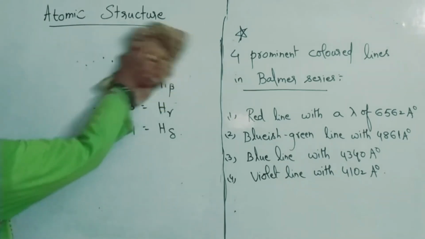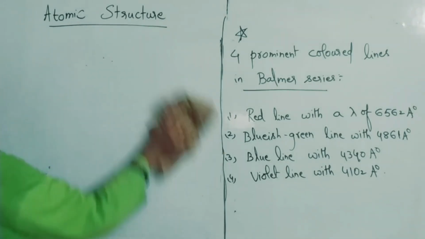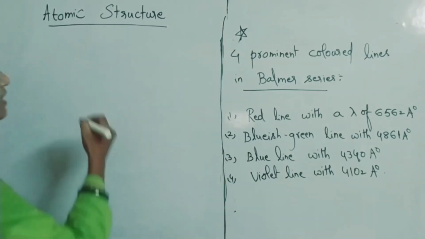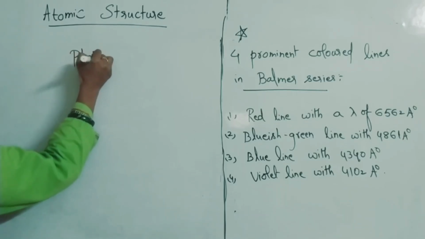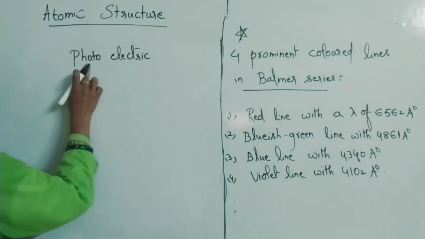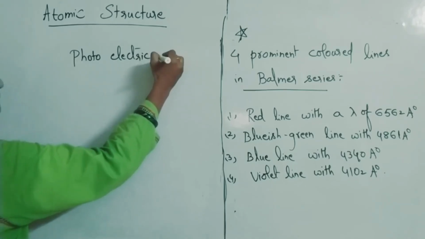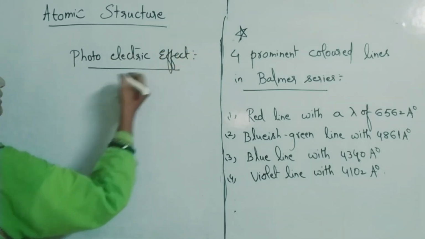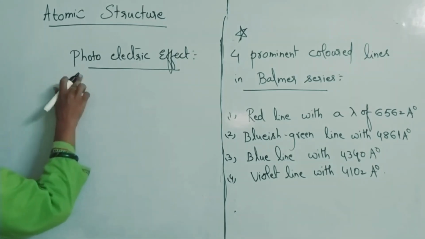Then we'll go for the next topic, that is the photoelectric effect and de Broglie's wave equation. Up to here we will be learning in this video, and in the next video we will be learning the next coming topics. So now, photoelectric effect. What is meant by this? Particles of sunlight are called photons.